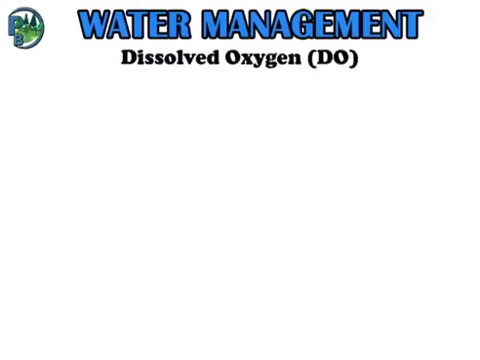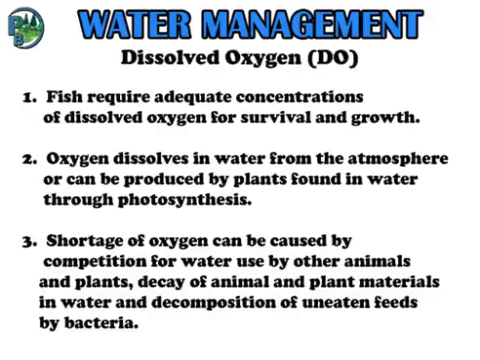Dissolved oxygen. What to know about dissolved oxygen? 1. Fish requires adequate concentration of dissolved oxygen for survival and growth. 2. Oxygen dissolves in water from the atmosphere or can be produced by plants found in water through photosynthesis.